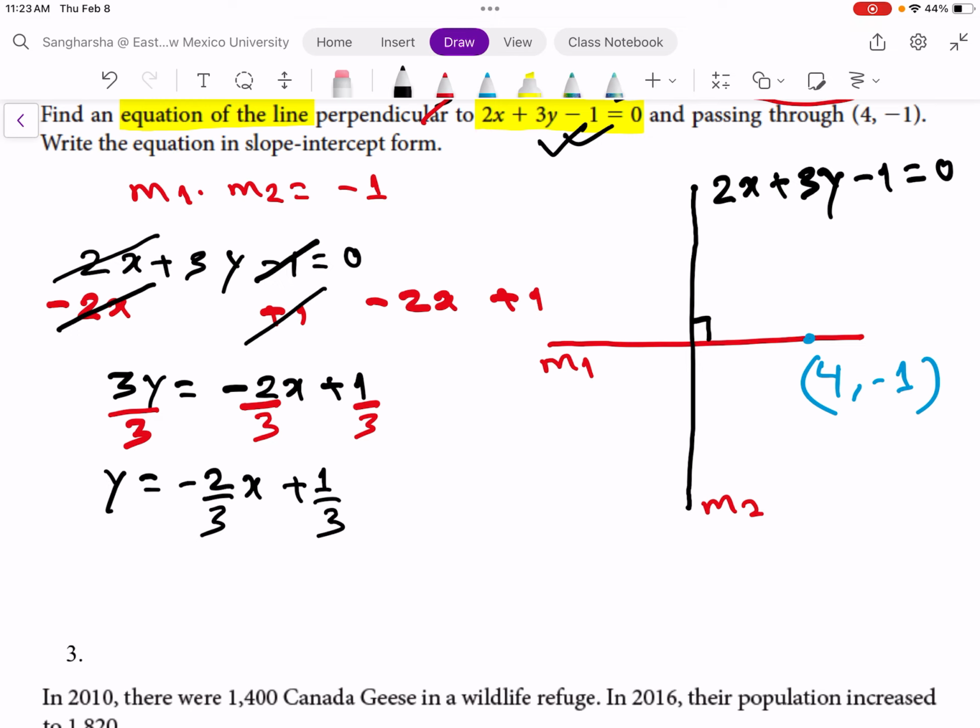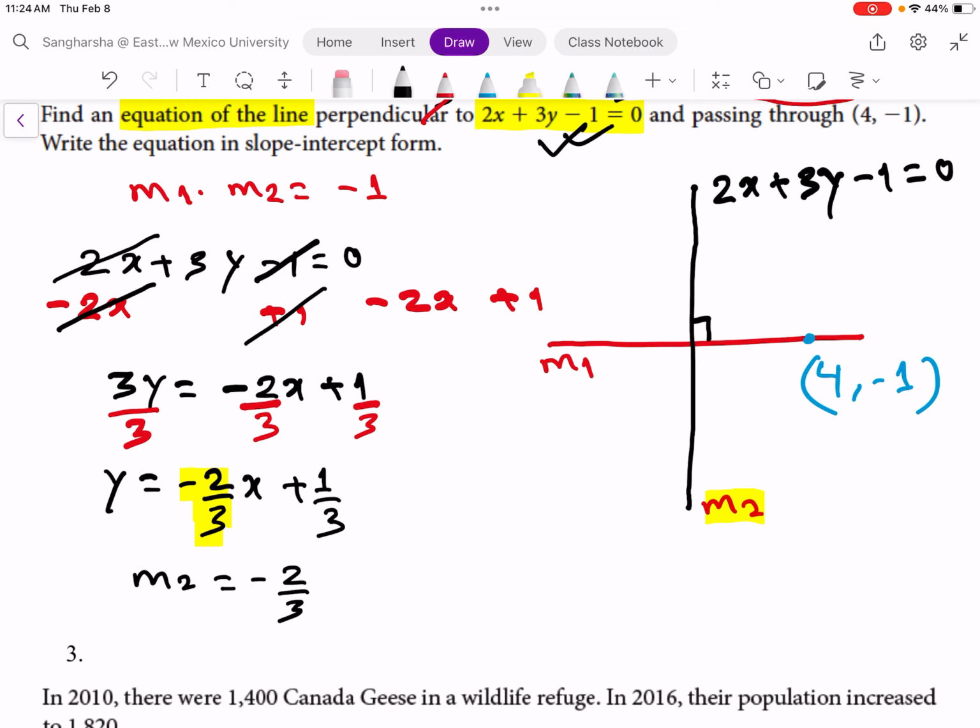The coefficient of x is negative 2 over 3, and this is the slope m2. So this is the slope for our black line. Our m2 is negative 2 over 3. Now with this, let's find the slope of our red line.